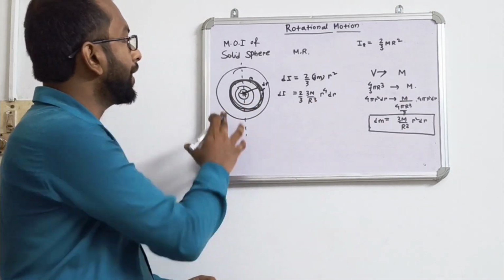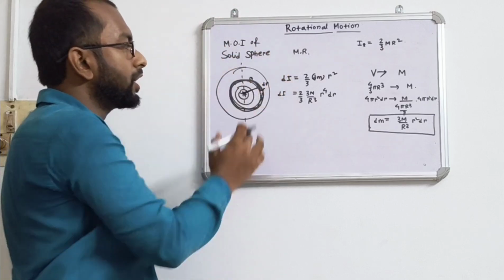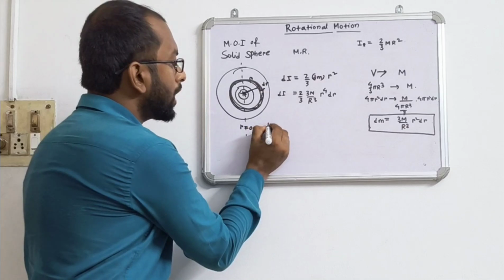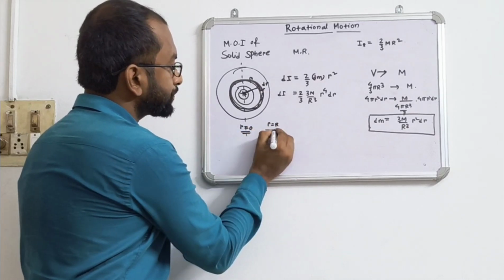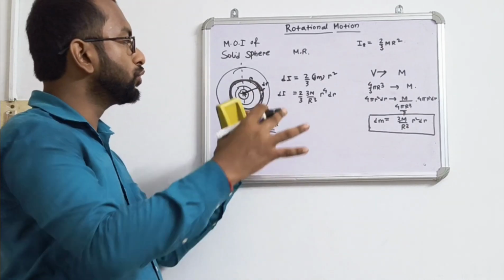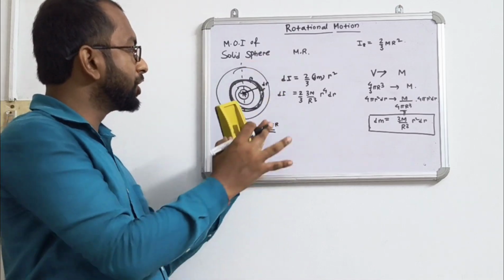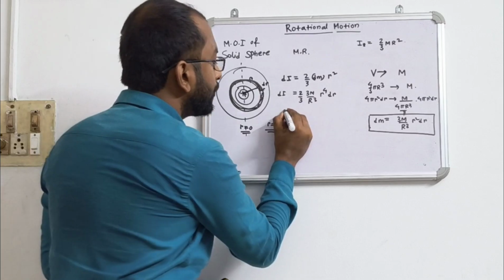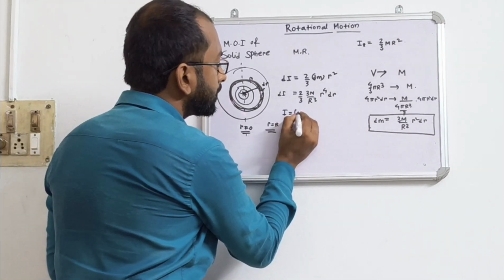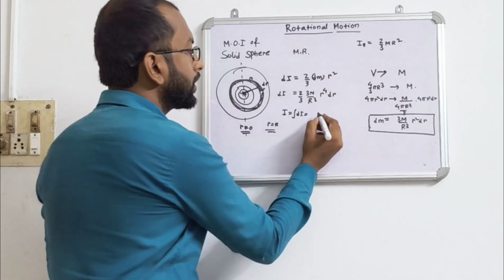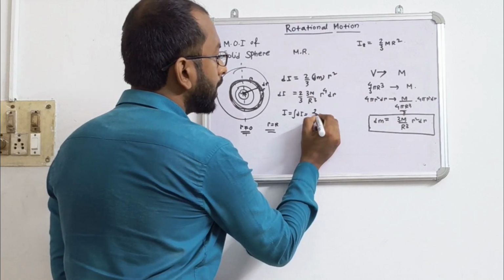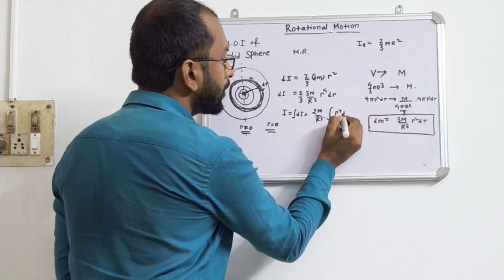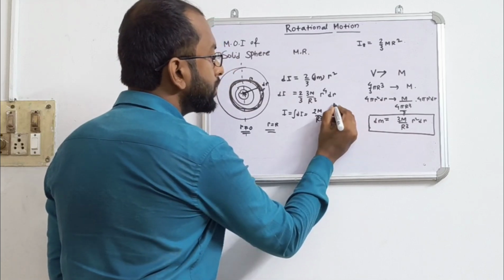Now if I want to find out what will be the total moment of inertia of the solid sphere, then I have to integrate from r equal to 0 to r equal to capital R. Then only we will be able to do the summation for all the moments of inertia of the hollow spheres, and we will be able to find out the moment of inertia of the solid sphere. If we do the integration of dI, it is becoming 2m by R cube, integration of r to the power 4 dr, varying from 0 to capital R.